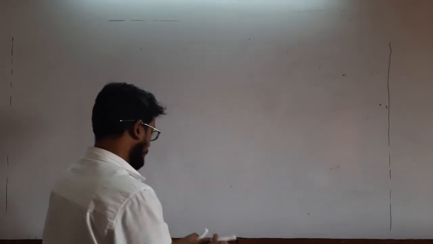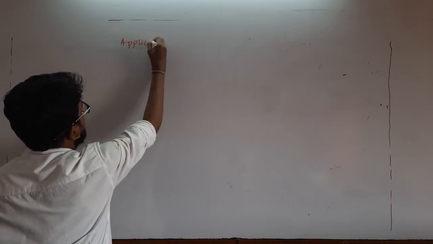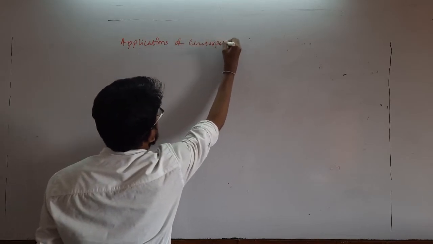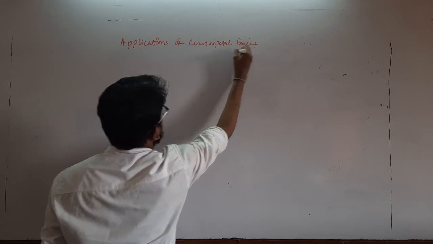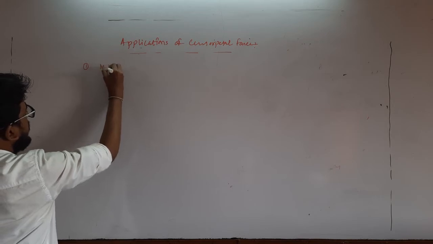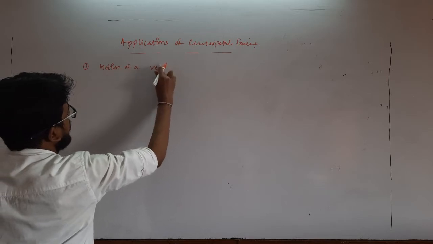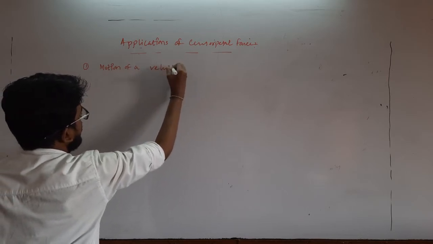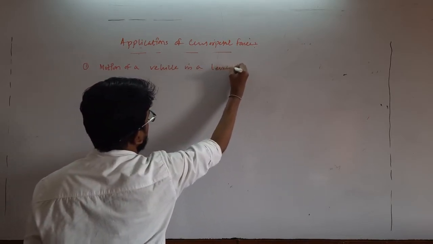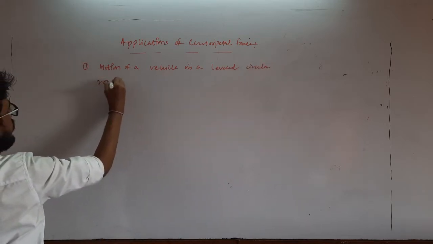Okay. So, applications. The first application is motion of a vehicle in a level circular road. Okay.